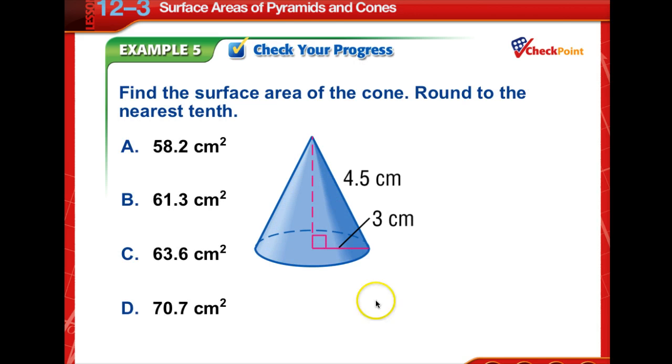Let's check our progress. Notice that we're given the radius and the slant height. So pause the video and then come back and check your answer. So the radius is 3, the slant height is 4.5, and I substituted into the formula. I get 70.7.